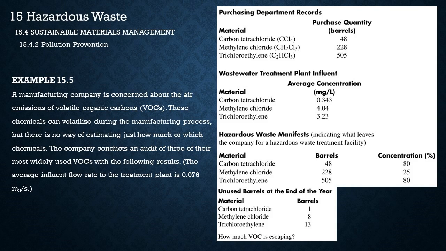These chemicals can volatilize during the manufacturing process, but there is no way of estimating just how much or which chemicals. The company conducts an audit of 3 of their most widely used VOCs with the following results. The average influent flow rate to the treatment plant is 0.76 m³/s.